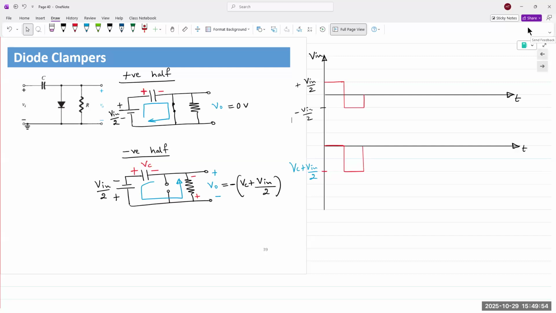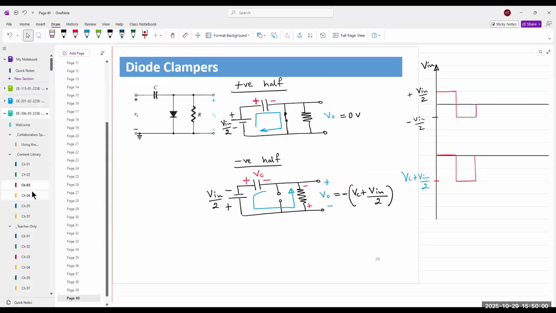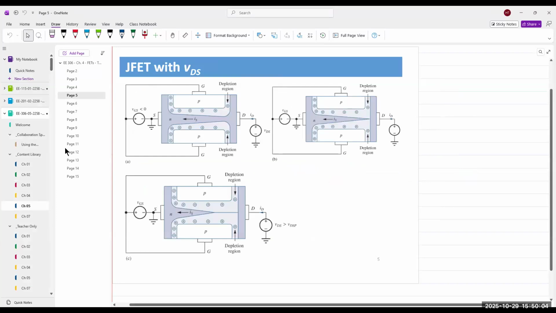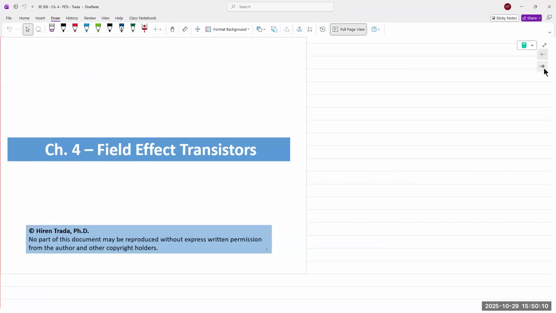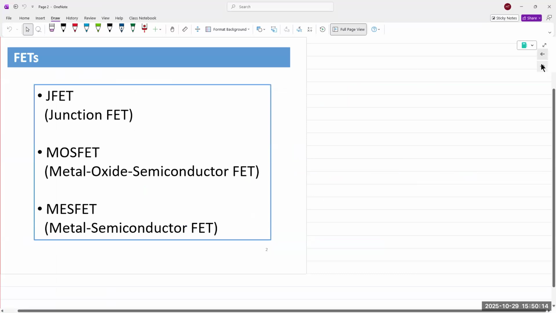Question? Okay. All right. So the next should be bipolar junction transistors, but there's a JFET experiment. So what I usually like to do is start with JFETs, field effect transistors. That should be chapter 5, chapter 4. In the book, I think it's like chapter 4. So don't worry about it.